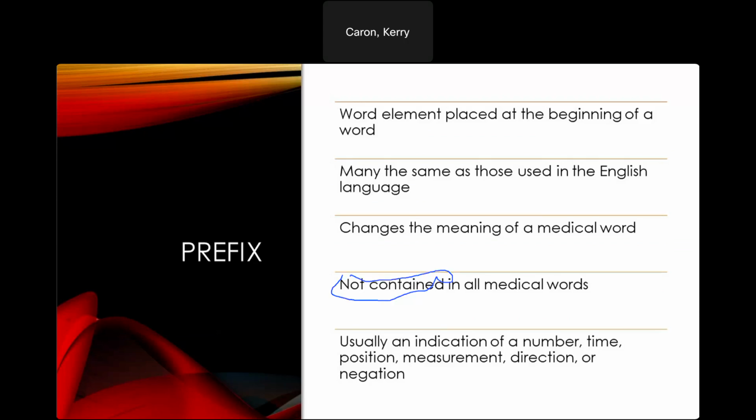And many are the same as in the English language. For example, bicycle, with bi meaning two. It's placed at the beginning of the word, and it absolutely does change the meaning of the word because unicycle means something different, okay?